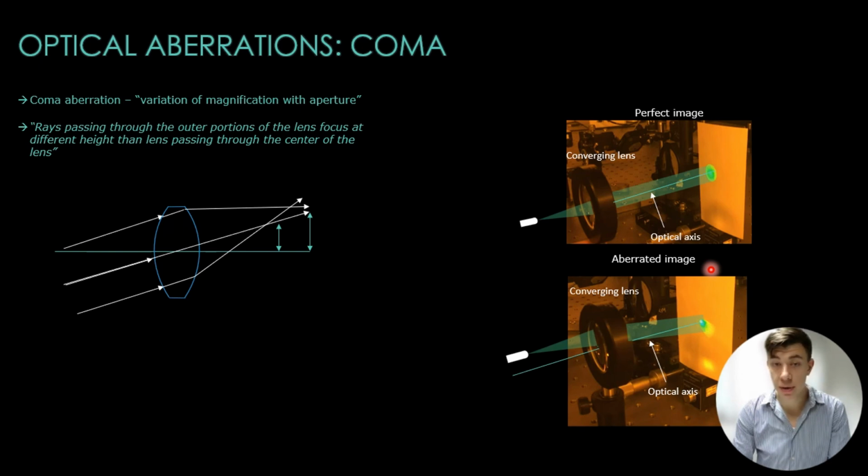How can we correct coma? Well, we correct coma by using parabolic mirrors, for example, in telescopes. These mirrors have a more complex shape that ensures all parallel rays converge at the same focal point. Well, coma can also be fixed by a combination of lenses with different curvatures.